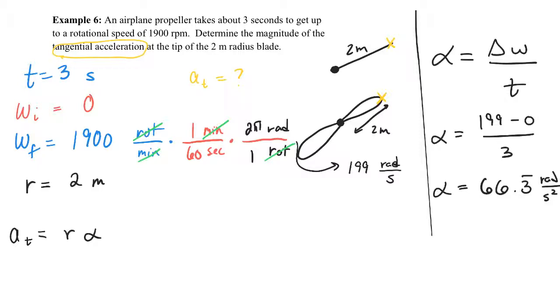Why are we talking about like omega I and omega F? I thought we were talking about the formula a_t equals r alpha. We were, yep, and it's right here. You see it? But what's the problem? We have r. Do we have alpha? Look at the formula. Look at the givens we have. We were given rotations. We were not given alpha.